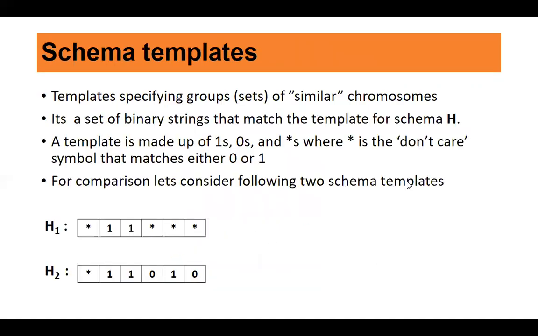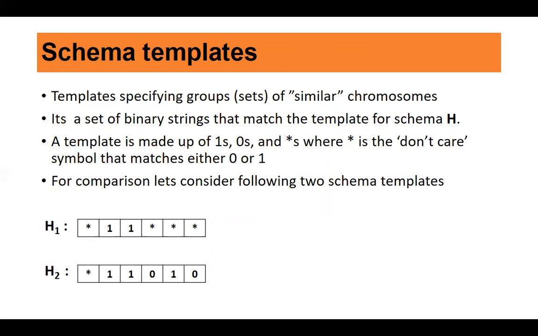To find the similarity of these binary strings, we need some particular template, right? So we have a schema template. We will be able to explain the schema theorem by using this schema template. So a schema template specifies groups or sets of similar chromosomes. A schema is a set of binary strings that match the template for schema H.